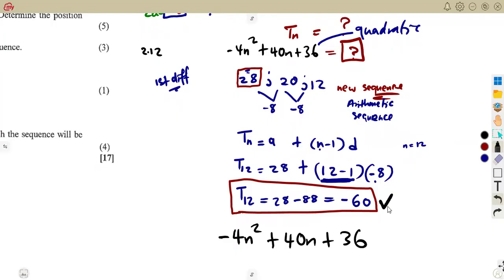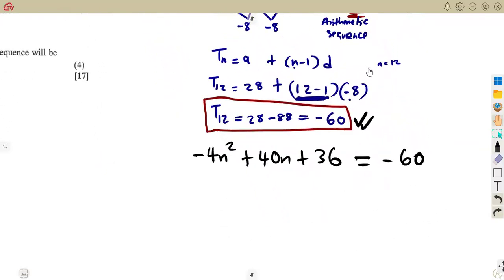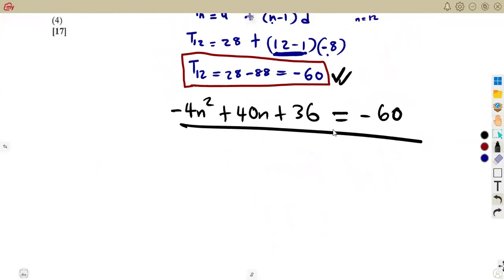Equate it to the what? To the 12th term, which is equal to what? Minus 60. This is what we got. The 12th term of the what? First difference is our arithmetic sequence that we formed. We obtained minus 60. So what is it that you have formed by equating these two? It's an equation. So we just need to solve for what? For n. Solve for n.